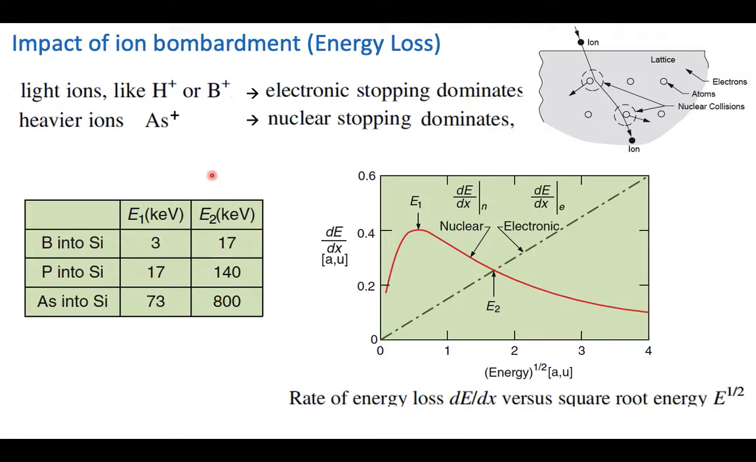Now, given a couple of numbers, for example boron implantation on silicon, phosphorus on silicon, and arsenic on silicon. E1 is the peak of nuclear energy loss, and E2 is the crossover. When the particle mass is low, the nuclear energy loss dominates and becomes maximum somewhere around 3 keV, which is very low, whereas E2 is also relatively low. But look at arsenic, which is much heavier than boron and phosphorus. E1, the nuclear energy loss peak, is 73 keV, and E2 is enormously high, like 800 keV. So it's important to select the energy of the ions when you dope a particular atom into the semiconductor material.